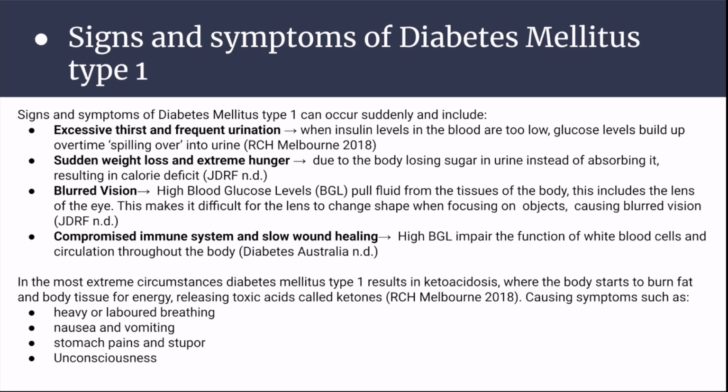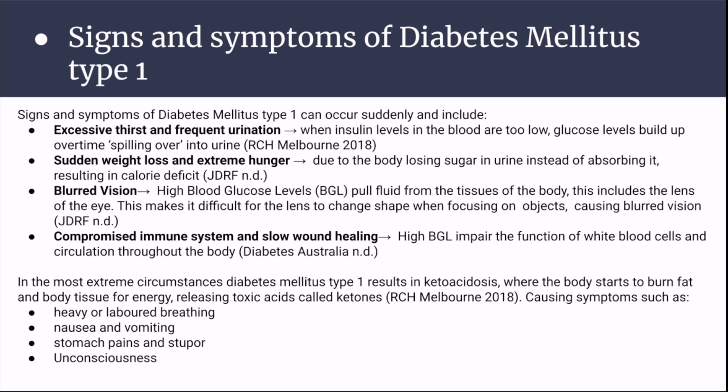Blurred vision. High blood glucose levels pull fluid from the tissues of the body. This includes the lens of the eye. It makes it difficult for the lens to change shape when focusing on objects, causing blurred vision. Compromised immune system and slow wound healing. High blood glucose levels impair the function of white blood cells and circulation throughout the body.